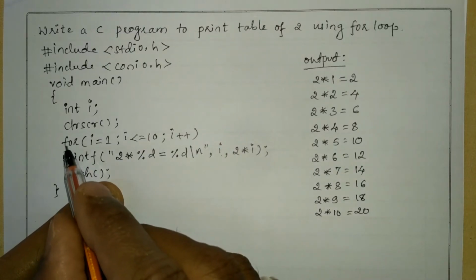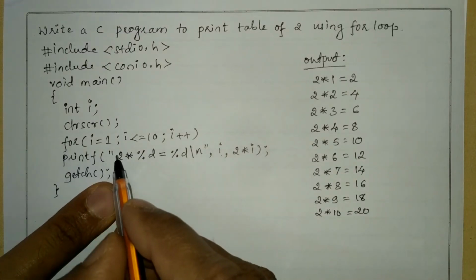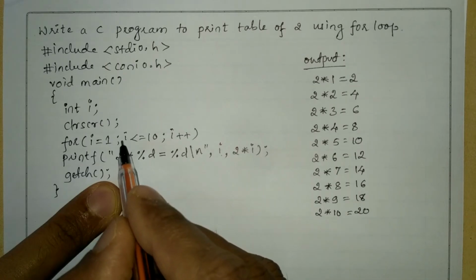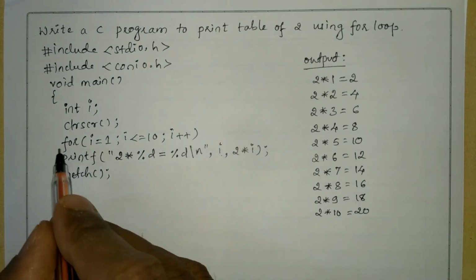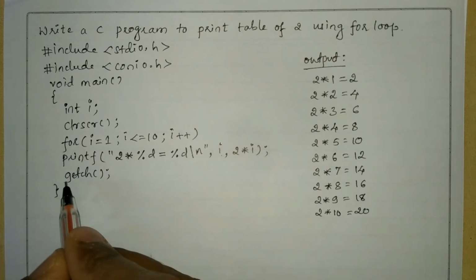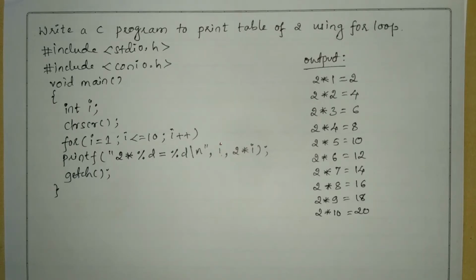Again, control transfers to for loop by incrementing the value of i by 1. Now i value is 11. 11 is less than or equal to 10? No, condition fails. Once the condition fails, control comes out of the looping structure and it is going to execute getch and then terminates the program.